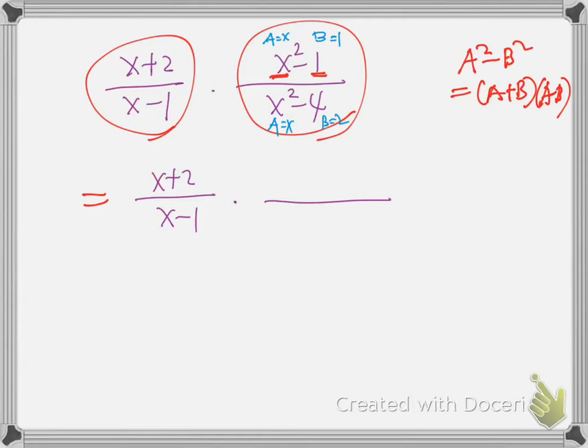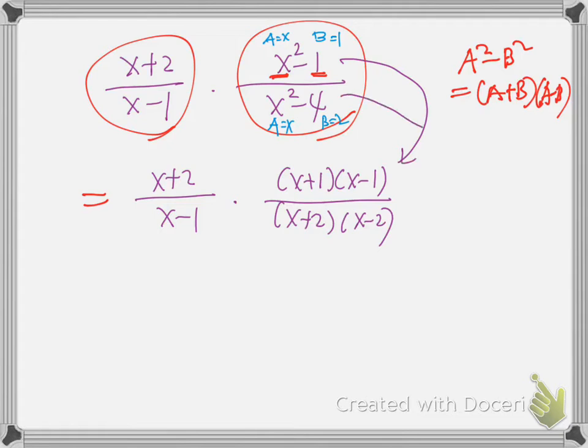So on top, we have x plus 1 times x minus 1, and on the bottom, x plus 2 times x minus 2. We factor that numerator to get this, and factor the denominator to get x plus 2 times x minus 2.